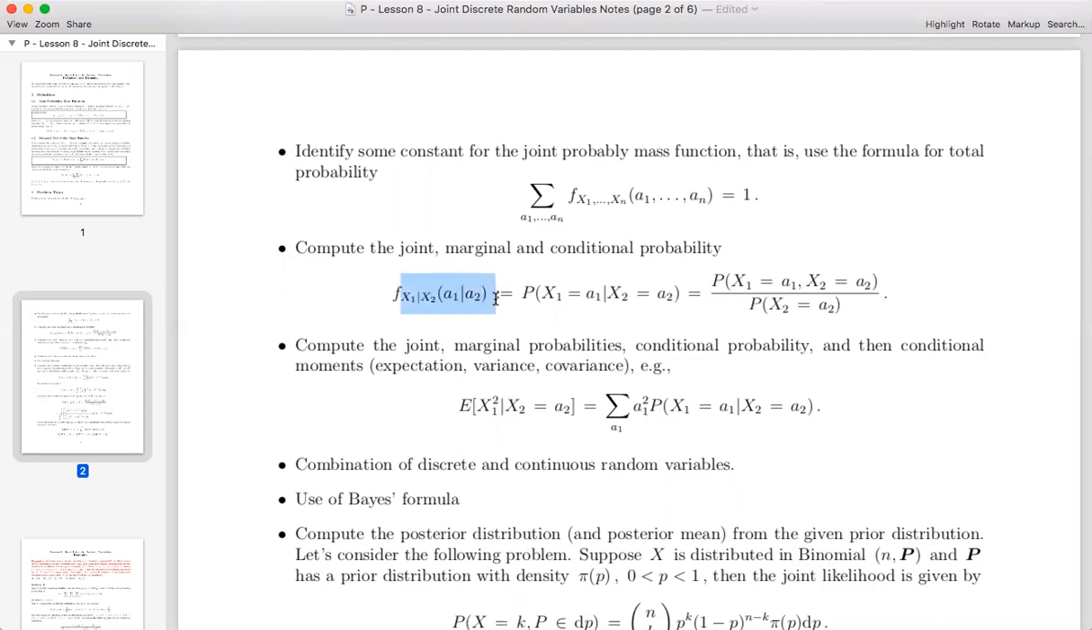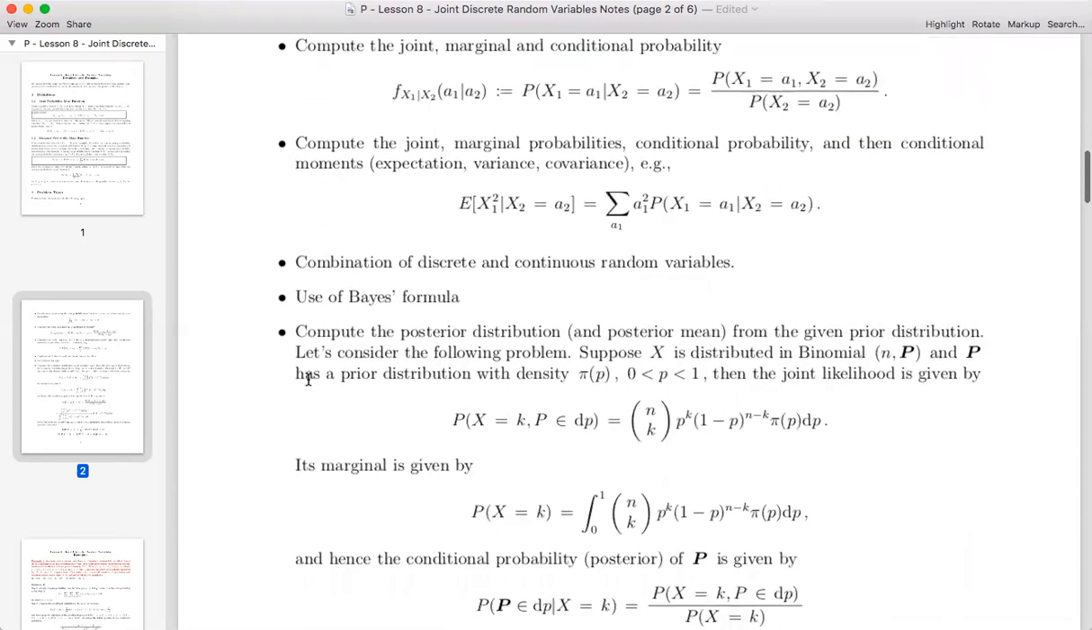So here's the conditional of x1 conditional on x2. That is the probability of x1 and x2 divided by the probability of x2. So this is just the probability of x2, and this would be the joint. So that is the joint divided by the marginal. That is how we get the conditional. And we can, of course, compute moments.